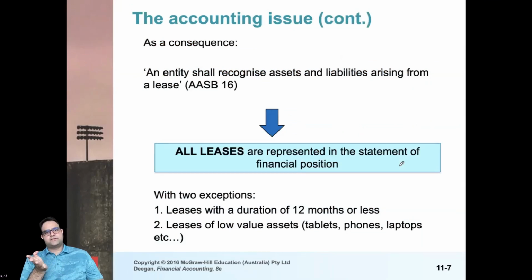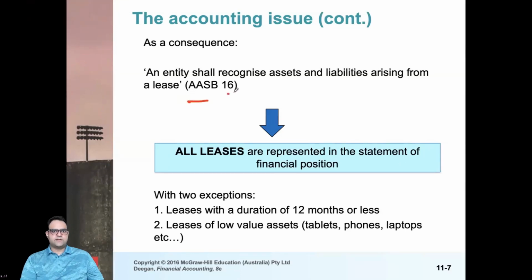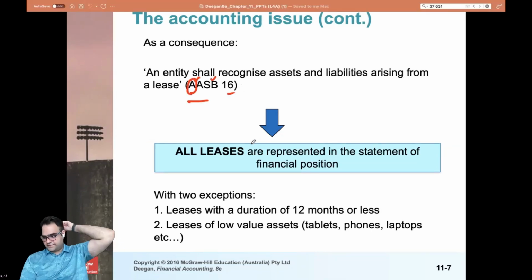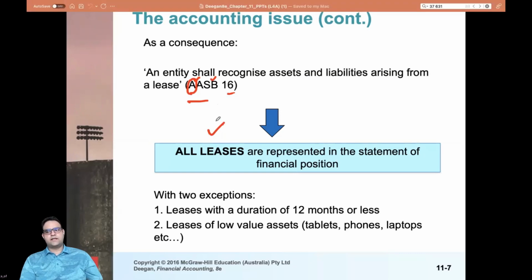What are the changes in this accounting standard, IFRS 16? In Australia, that is AASB 16. Whether it's the International Accounting Standards Board or the Australian Accounting Standards Board, what they say is that it does not matter what kind of lease it is, you have to recognize all leases as an asset. Anything you lease will become an asset.